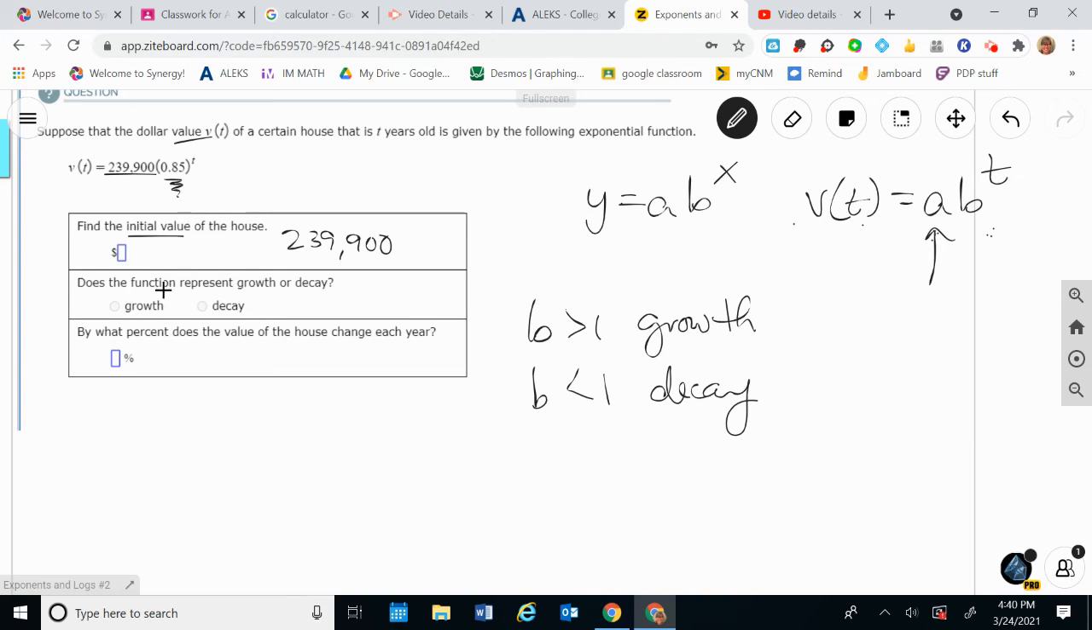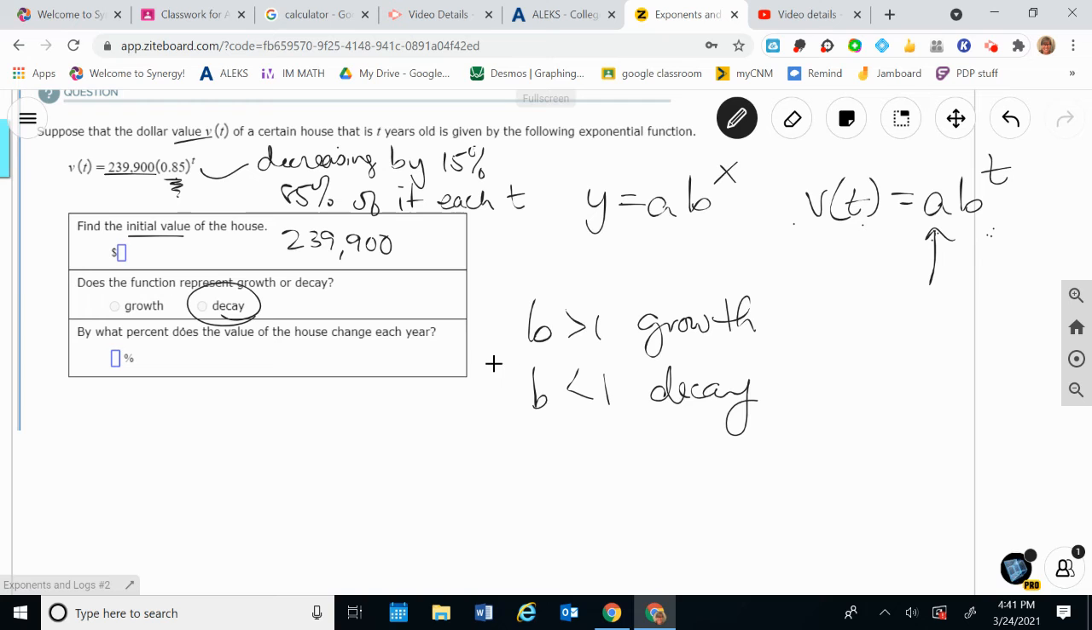Okay, does the function represent growth or decay? Decay, because that's less than 1. So you're taking 85% of it each time. Each time it's decreasing by 15%. Do you guys get that? This is decreasing by 15% because it's taking 85% of it each time, each t.